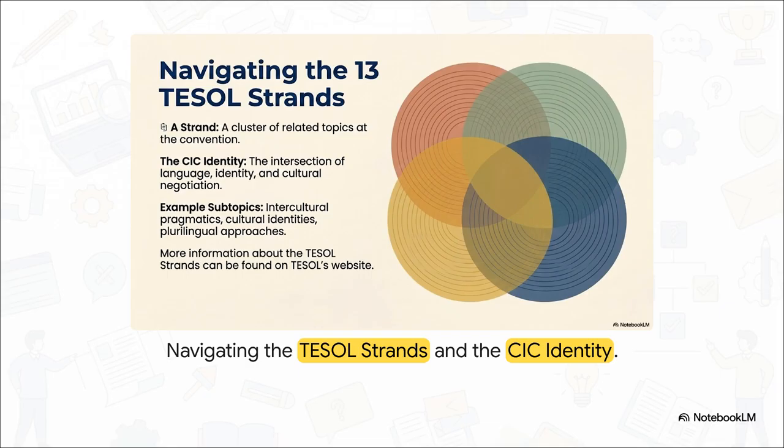Well, simply put, the CIC strand is the dynamic intersection of language, identity, and cultural negotiation. It focuses entirely on how culture impacts English language teaching and learning. Think about subtopics like intercultural pragmatics, cultural identities, and plurilingual approaches. If a proposal focuses on those kinds of areas, it's going to be right at home in our strand.